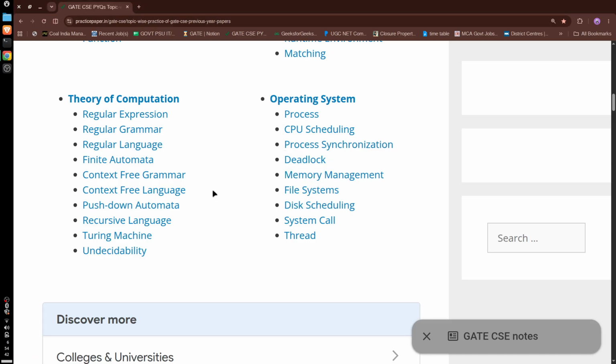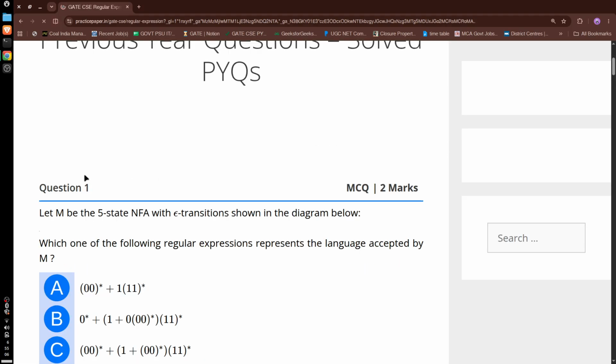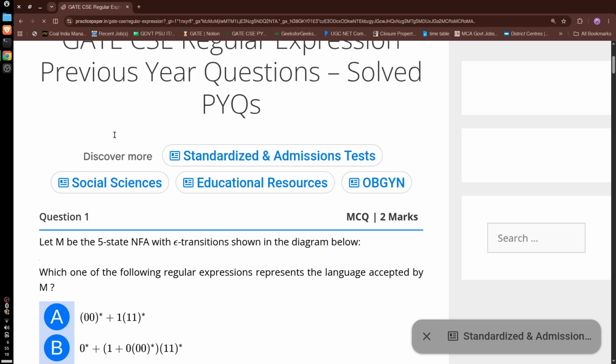Today we are going to start a new chapter of our MCQs, previous year question papers, and all these things. Today we are going to go with theory of computation, and the topic we are going to choose is regular expression. We will do a few previous year question paper questions, and we will try to analyze them.